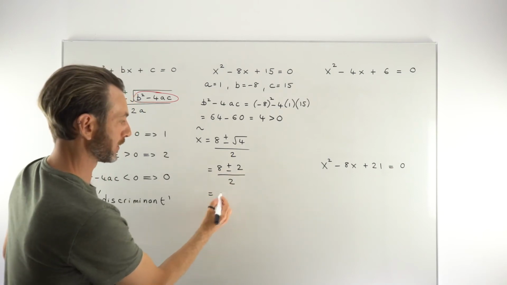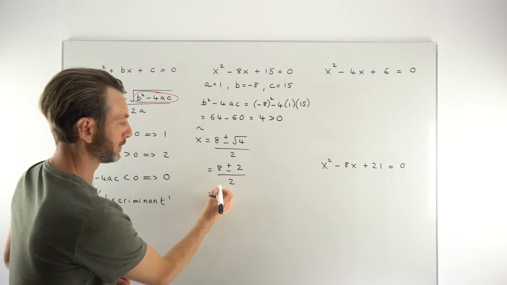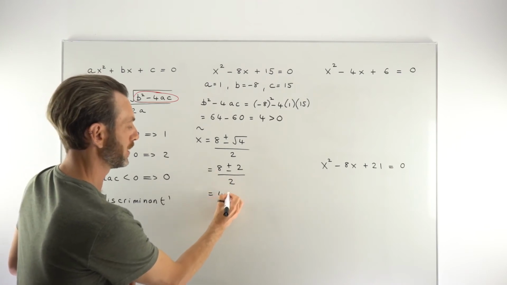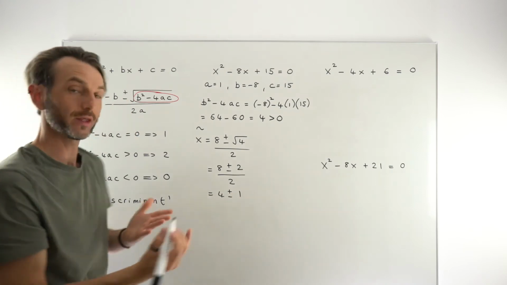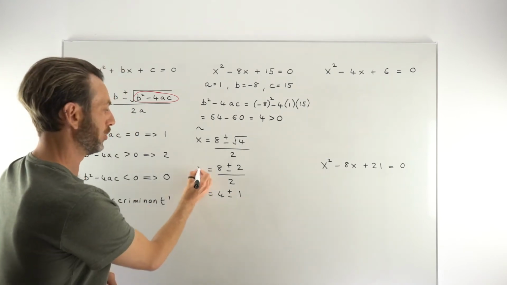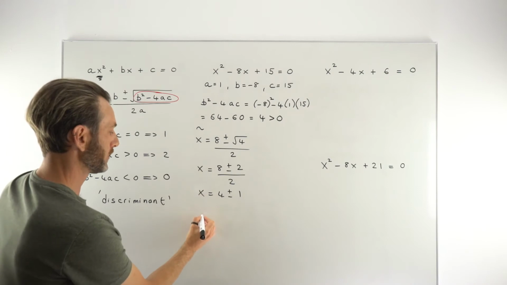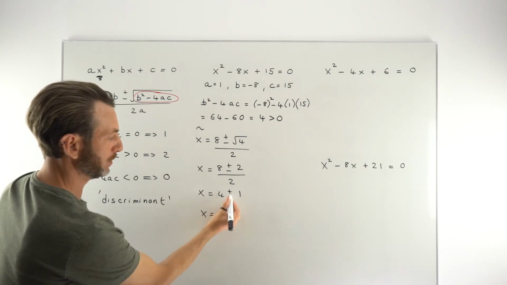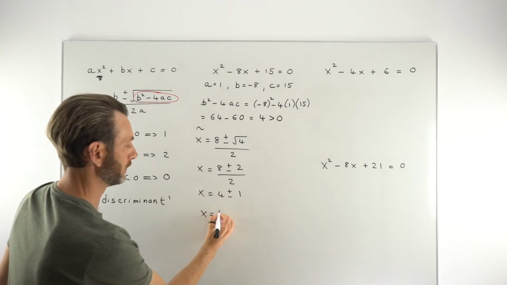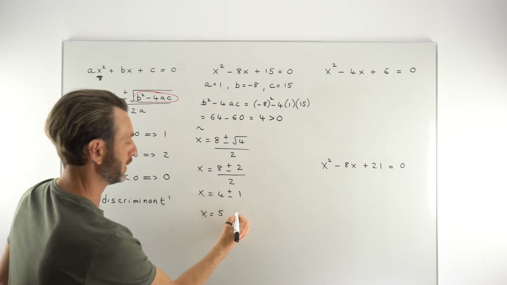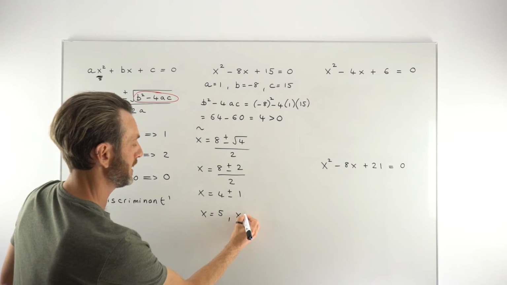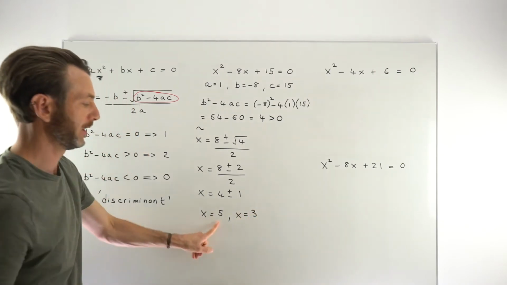Different ways you can finish this off. I'm just going to go ahead and divide these by 2. 8 divided by 2 is 4. Plus or minus 2 divided by 2 is 1, like this. What we do at this point then is split off one solution, taking into account the plus. 4 plus 1 is 5. And then one solution with the negative, 4 minus 1 is 3. So we get our 2 solutions, 5 and 3.